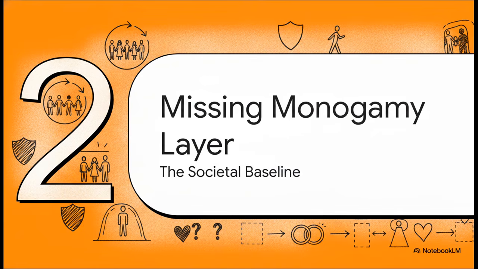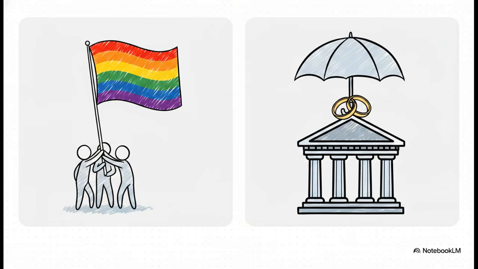All right, moving on to Section 2, the missing monogamy layer and the societal baseline. This brings us to a really fascinating Socratic question raised in our sources. Why isn't monogamy or celibacy represented anywhere on this flag? Well, the answer highlights the exact difference between a marginalized identity and what our sources call the societal baseline.